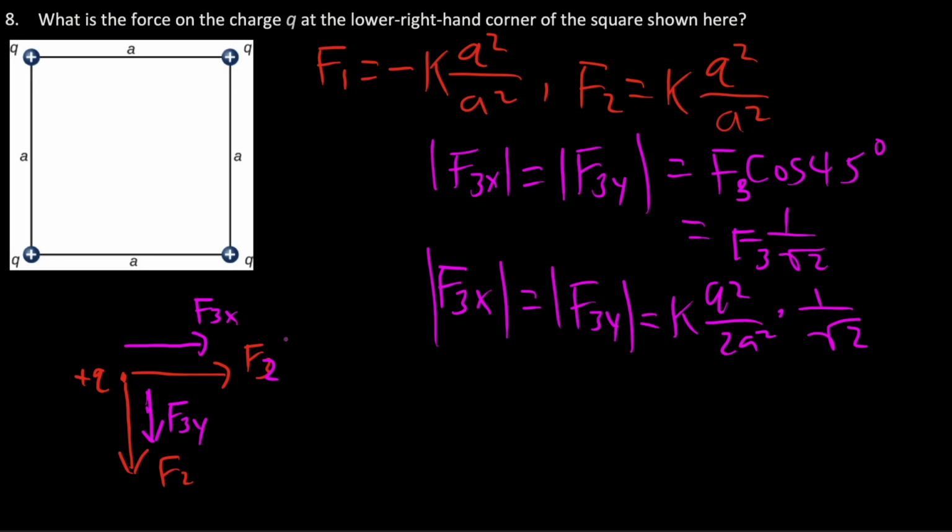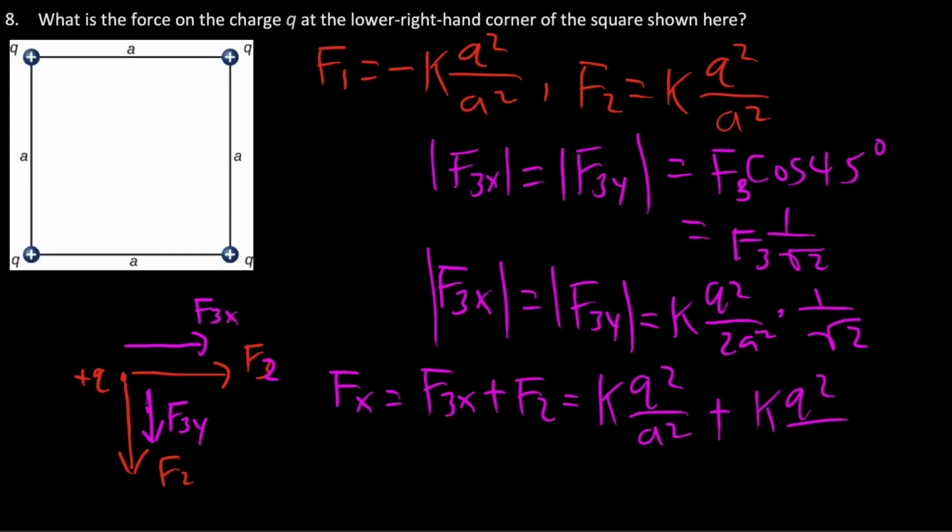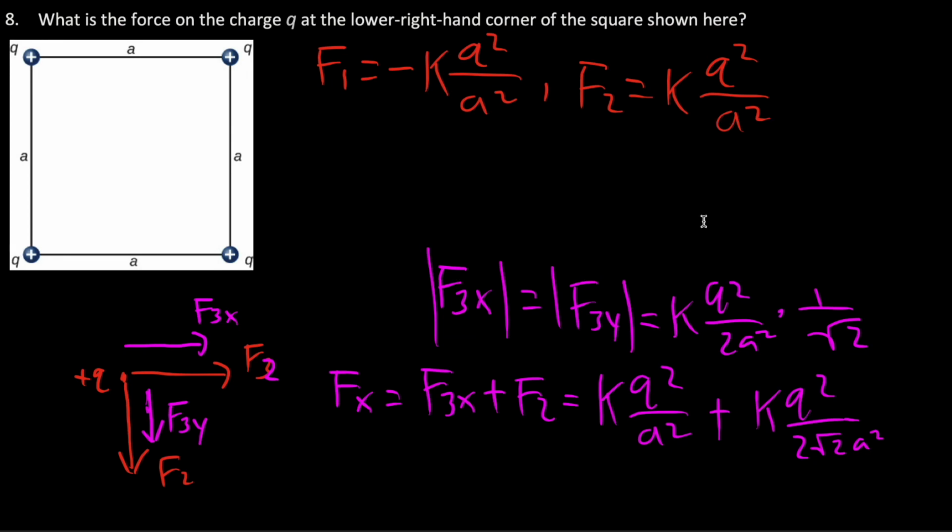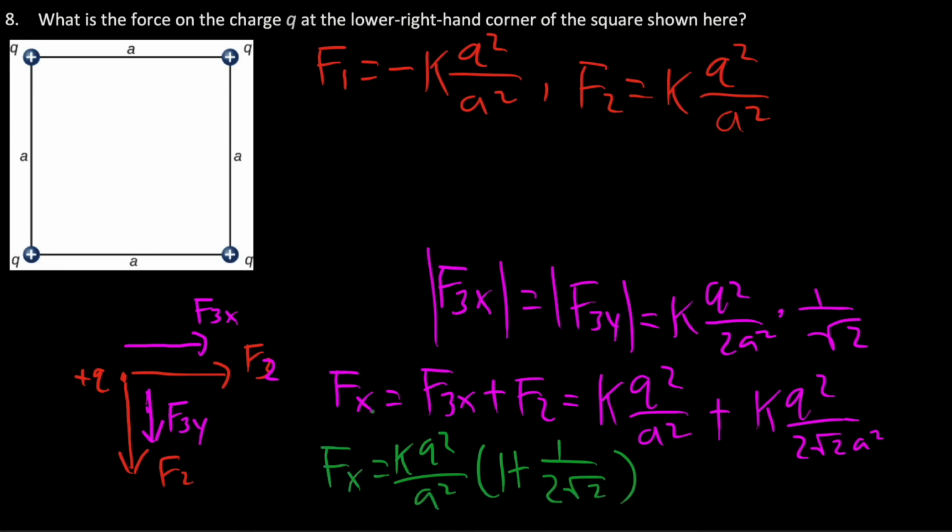So when I say x component, I mean the sum of the horizontal force. So Fx is going to be equal to F3x plus F2, which is equal to KQ square over A square plus KQ square over 2 times square root of 2 times A square. Right. So I don't need this part here. And this will give us KQ square over A square times 1 plus 1 over 2 times square root of 2. So this is equal to the horizontal component.